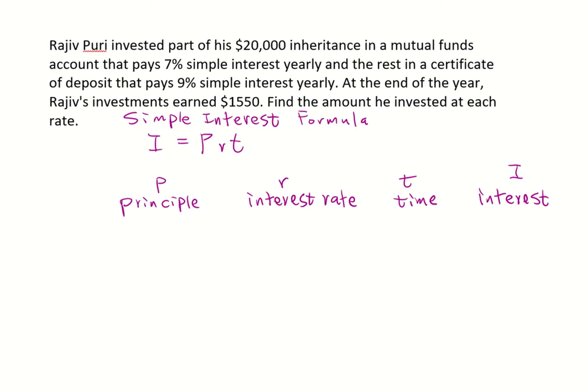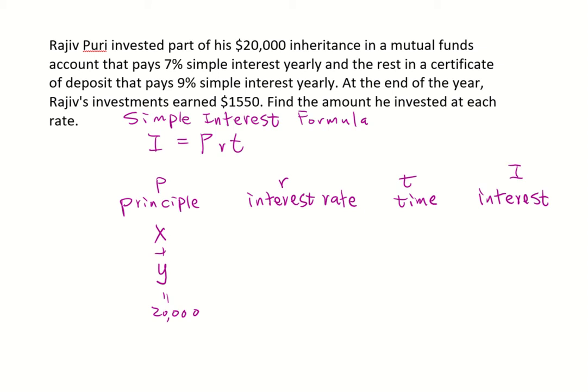In this problem, we have two investments. One, let's call it X. The other one is Y. We don't know how much each one is, but we know they add up to be $20,000. So that will be our first equation.